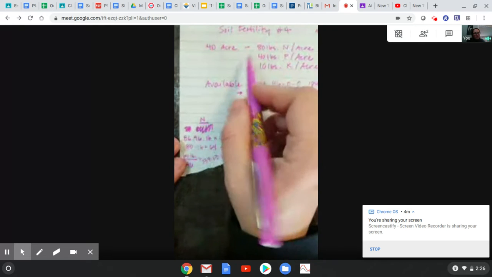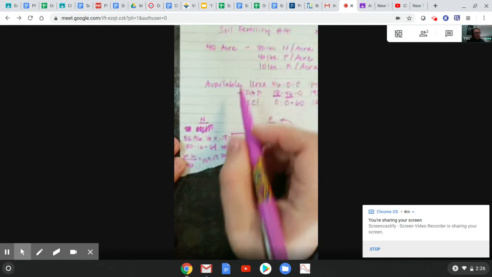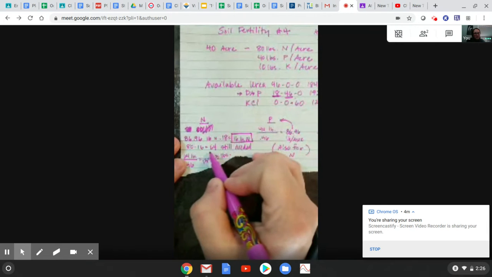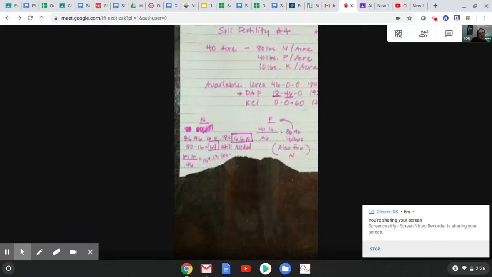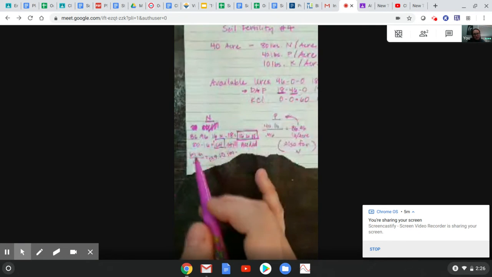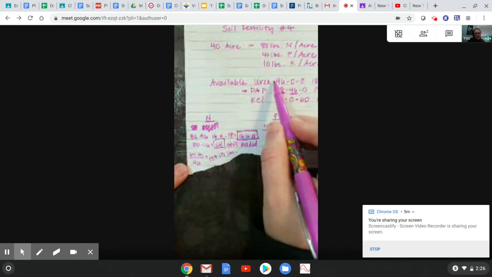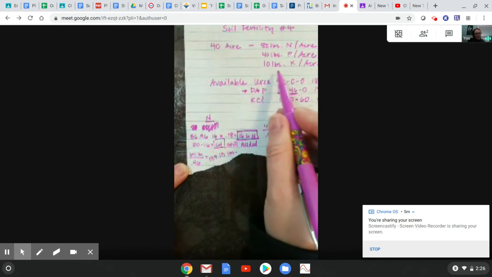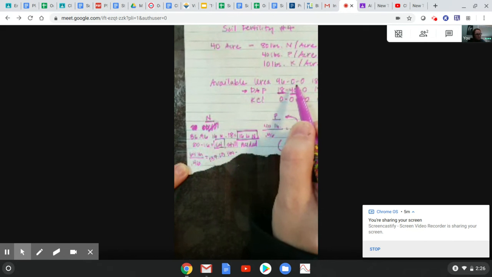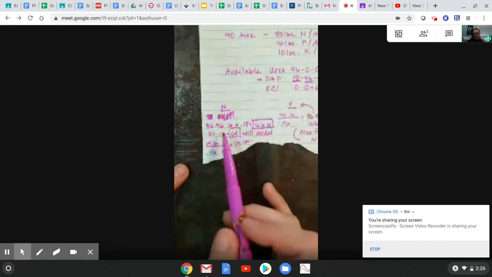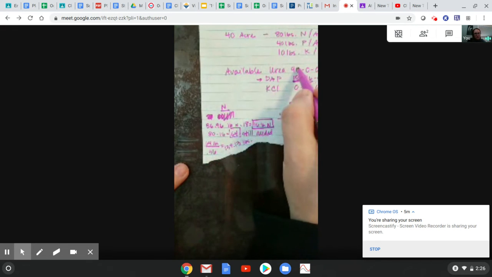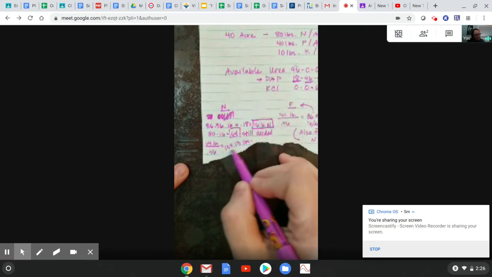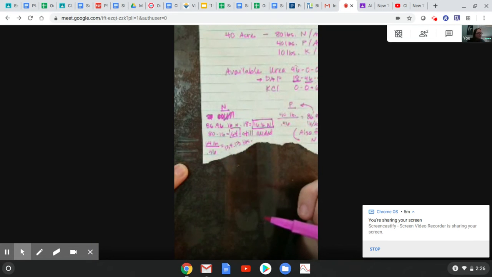The original problem says I want 80. I've already added 16, so what's 80 minus 16? 64. So I still need 64 pounds. And that's where I plug it into my equation one more time for the urea. If I need 64 pounds of nitrogen, how much urea do I have to add? 64 pounds divided by 0.46, because that's the percentage of nitrogen in urea, gives me 139.13 pounds. So to sum that up, this is your answer for A.